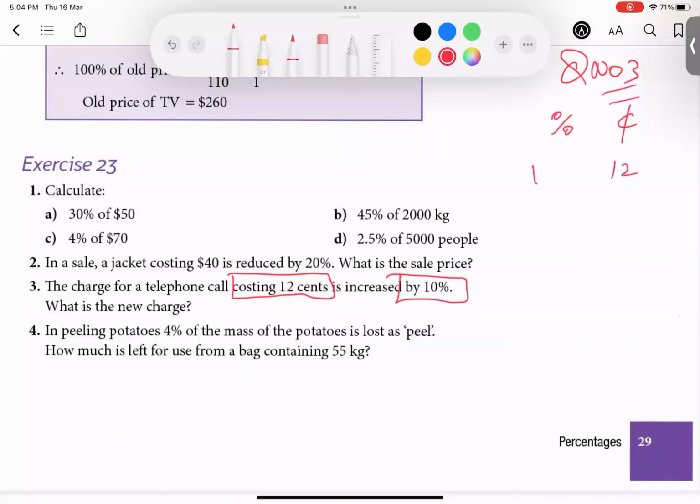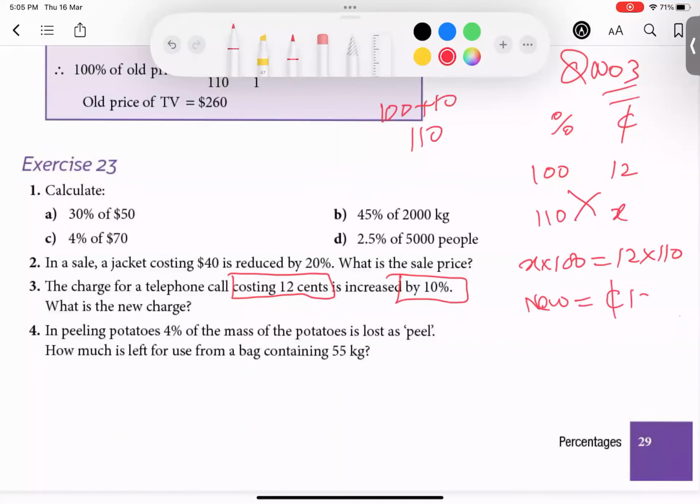So 12 equal to 100%, as I said before, and a 10% increase on 100. If you add 10, it becomes 110. So for 110, I want to find how much the cost comes to. It is very clear: x times 100 equals 12 times 110, and simply divide it. So 12 times 110 divided by 100, and the answer is coming here. The new charge, the new price, is 13.2 cents. And I believe you got the idea very well.